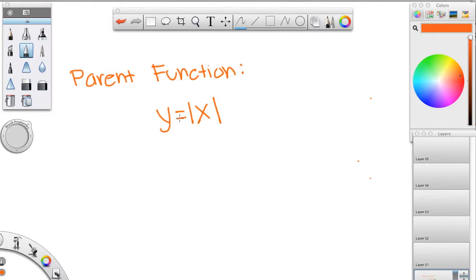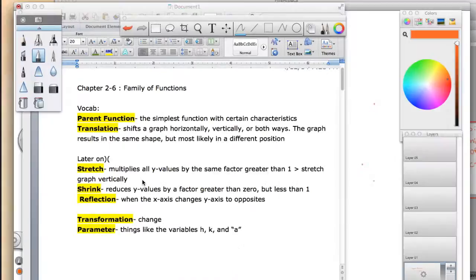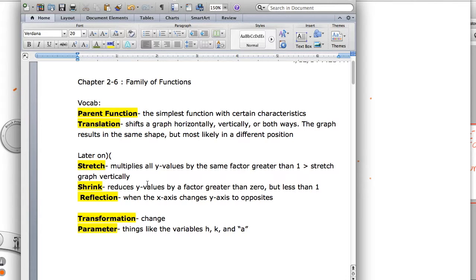That's one of the good characteristics about parent functions. They're not too long and they're really easy to remember, so you can remember anything off of those if you just remember the parent function. Next we have the translation, which can shift the graph horizontally, vertically, or both ways. This results in the graph being the same shape and size, but most likely in a different position.